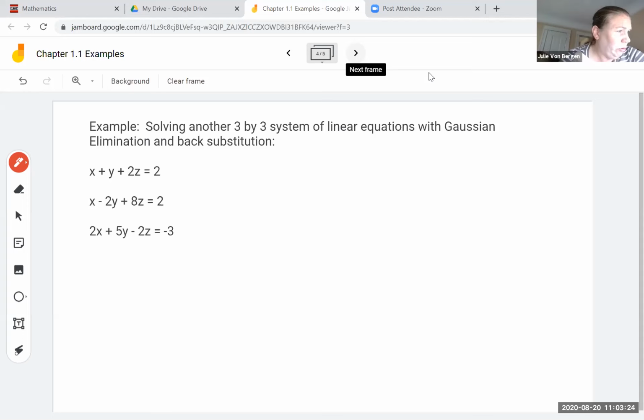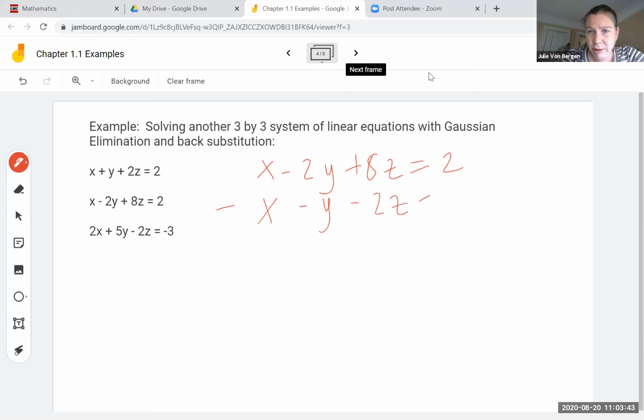So let's do a little different. Let's do equation 2 minus equation 1. So we'll say x minus 2y plus 8z equals 2, and then subtract out equation 1. So we'll have a minus x minus y minus 2z equals negative 2.